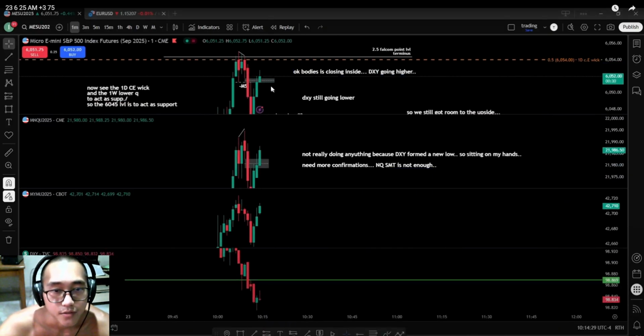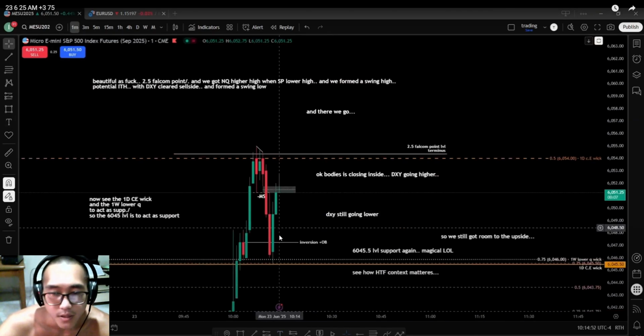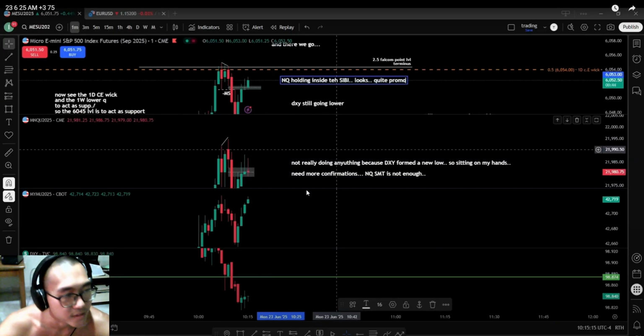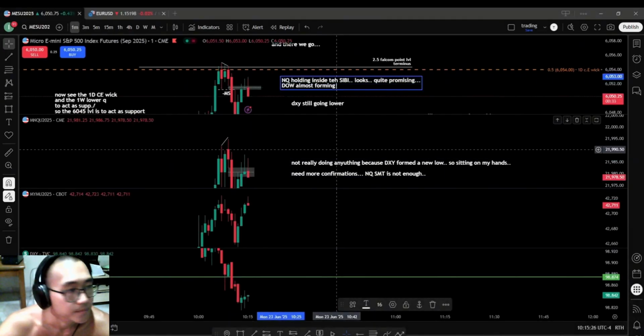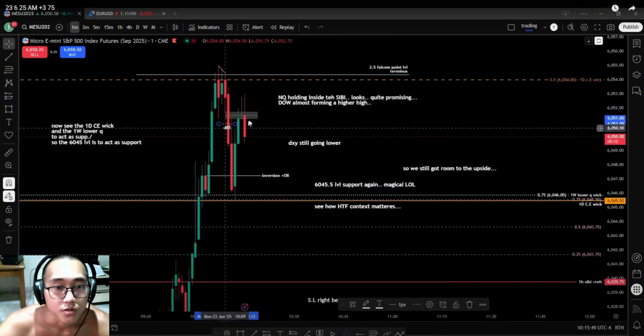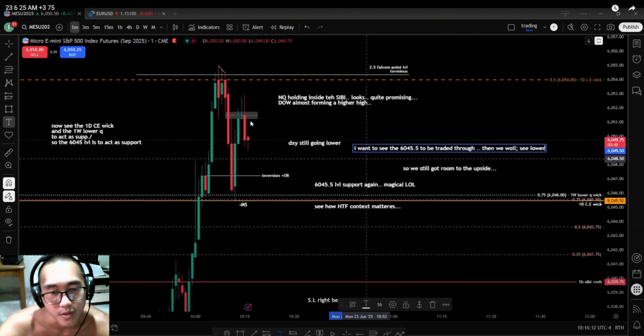So nice rejection. I want to see does it want to stay inside the CB? Okay, if it does, that tells me a story, but that is not enough for me to enter the trade, okay? So yeah, nice rejection here. It's fine. Wait for another fair value gap, okay?